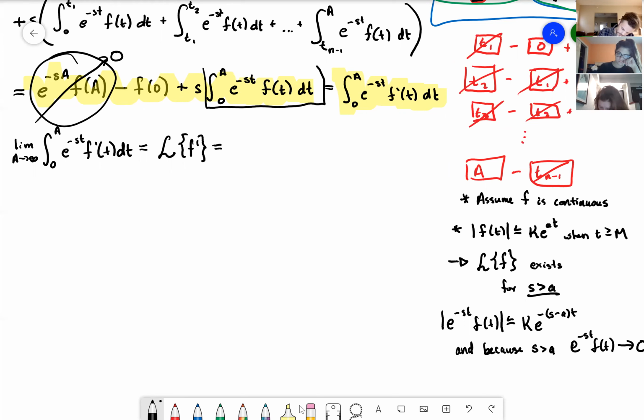This thing right here is, like we said before, the Laplace transform, which exists. So we have s times the Laplace transform of f, minus f of 0.